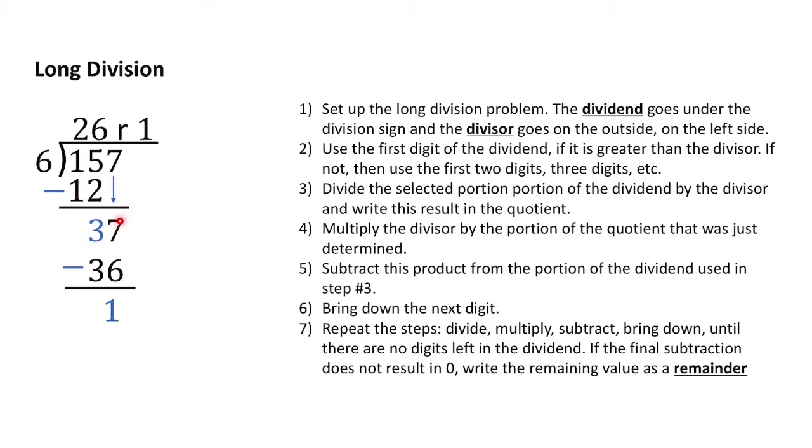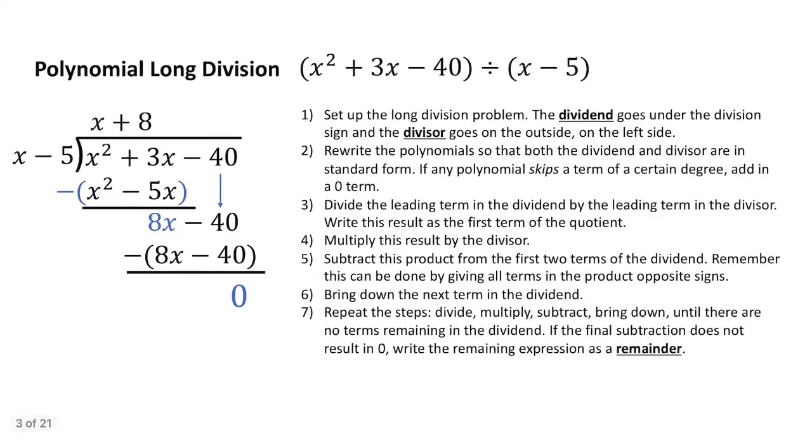Now we bring down the next digit in the dividend, so we have 37, and we do 37 divided by 6, which is 6. 6 times 6 is 36, so we do 37 minus 36, which gives us 1. Now we have no digits left in the dividend to bring down, so that 1 is going to become our remainder. We're going to use a very similar process to divide polynomials.